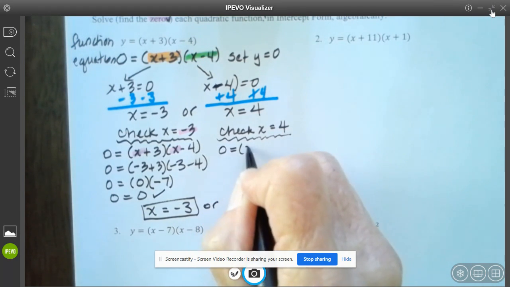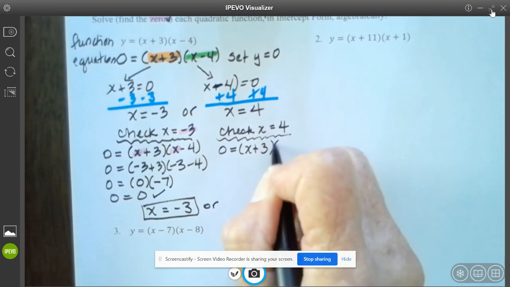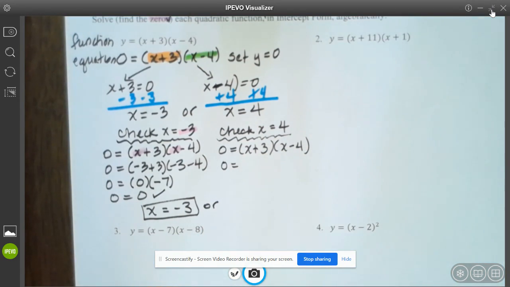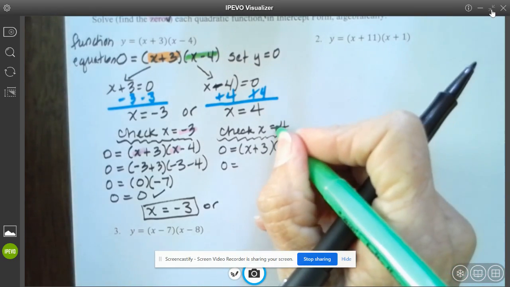So 0 equals x plus 3 is the same equation, and x minus 4. Substitute, what number? Substitute 4.